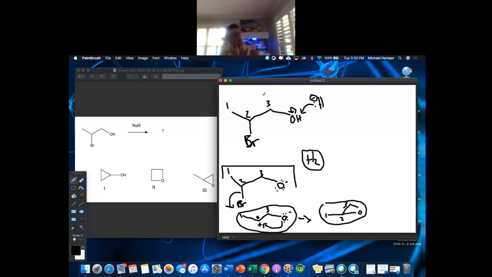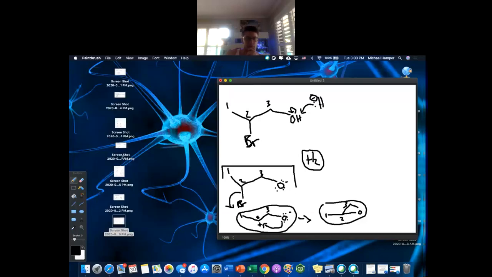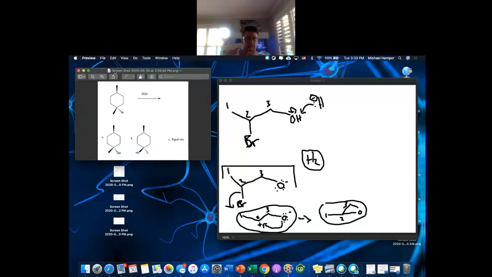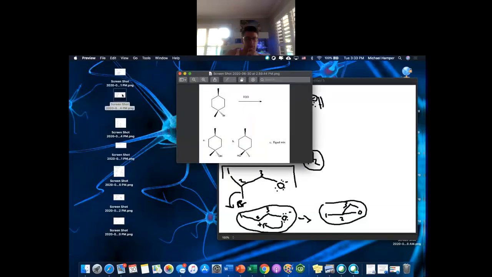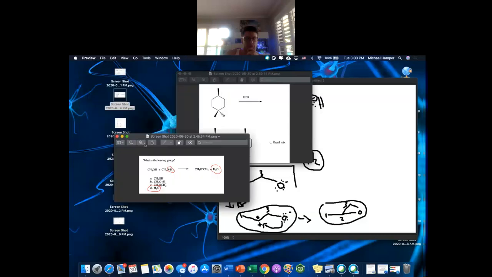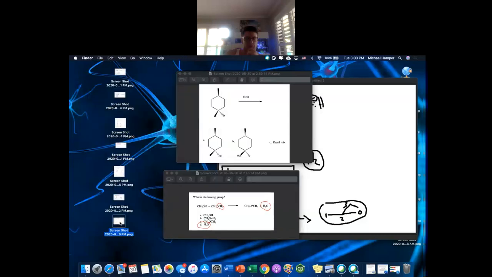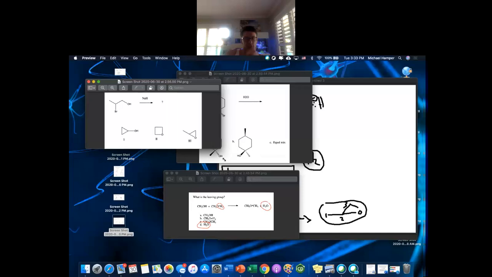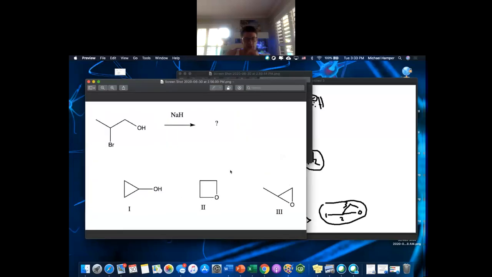This is a much more complex, multi-step problem. You're going to see it a lot in Orgo 2, and so I don't expect him to ask something like this more than once or twice. You're going to get something more straightforward like these. But I just wanted to go over this because I've seen it before on an extra credit type of question.